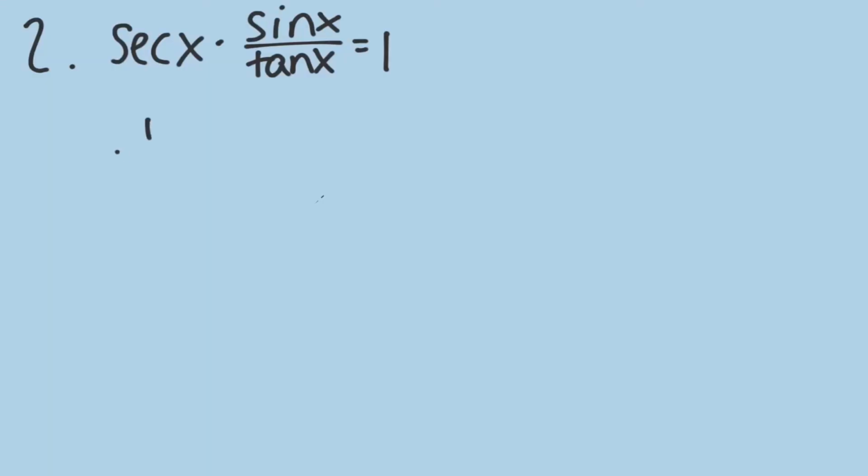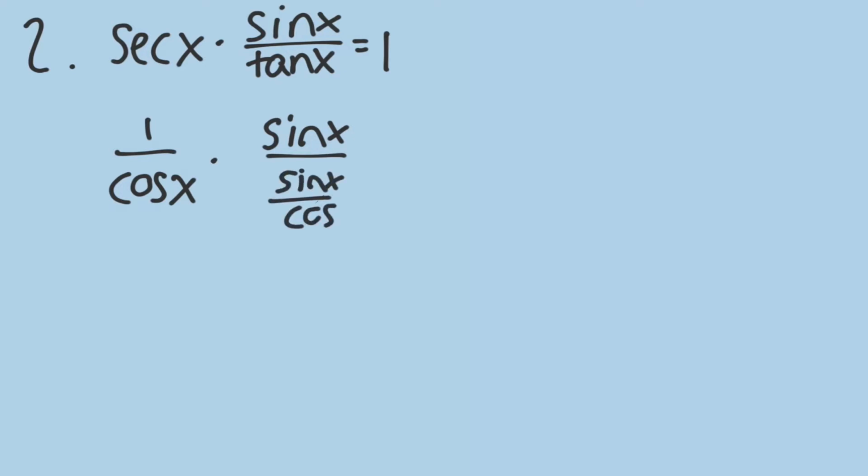The next example is a little bit harder because we're going to be dealing with fractions and fractions. Secant is 1 over cosine. Sine, we can leave as sine. Tangent, in terms of sine and cosine, is sine of x over cosine of x.